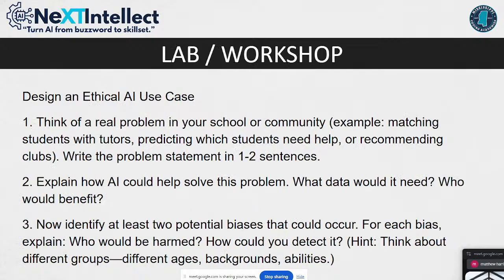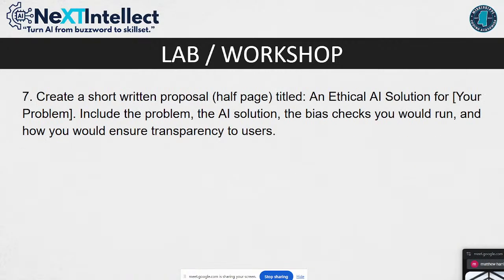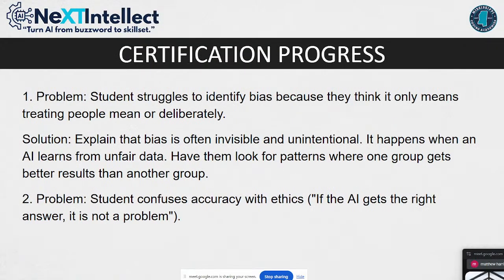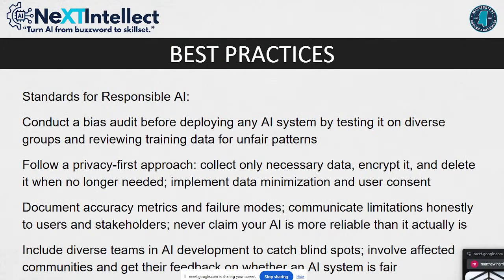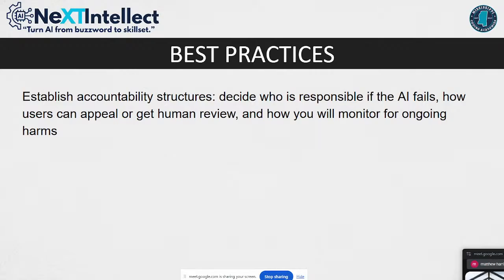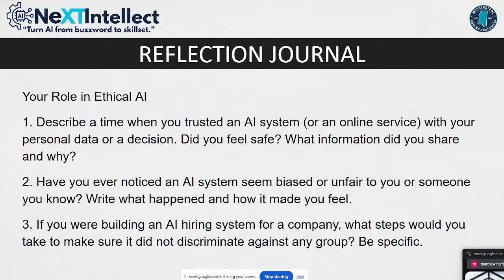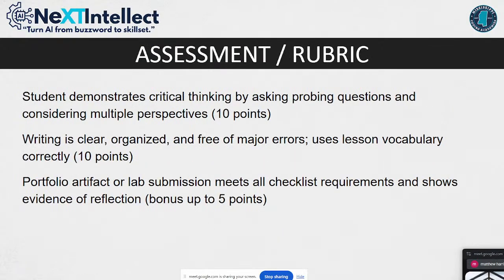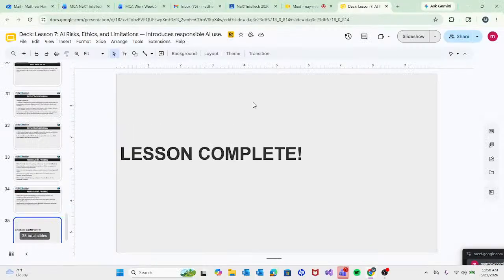Okay, that covered it. Since it's almost lunch, you'll do your lab and workshop, which will add to the portfolio artifact. Then be sure to read over the best practices and your reflection journal to complete that. And that will end lesson 7. Let me stop this stream.